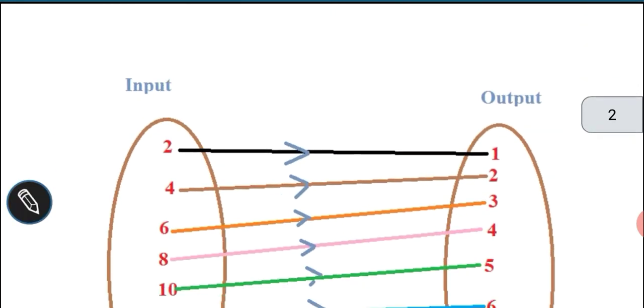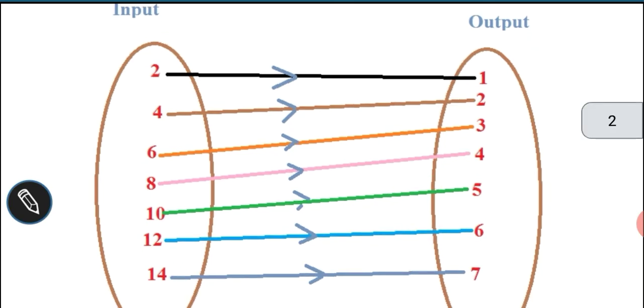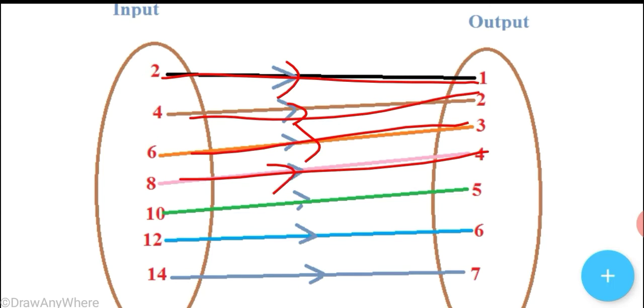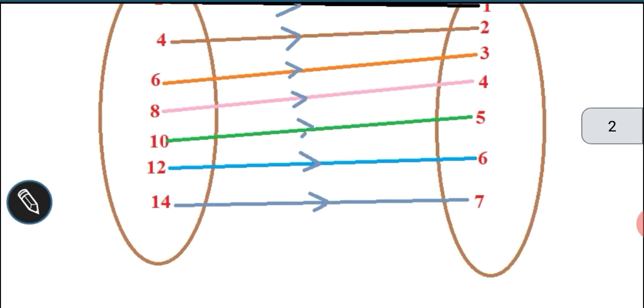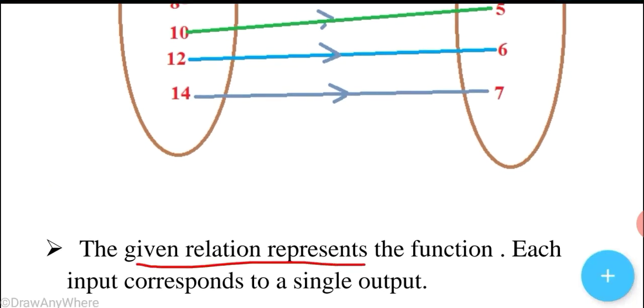Draw the inputs and outputs in the arrow diagram. So plot the numbers. 2 is associated with 1, 4 is associated with 2, 6 is associated with 3, 8 with 4, 10 with 5, 12 with 6, 14 with 7. From this diagram we can conclude that it is a function. The given relation represents a function because each input corresponds to a single output.